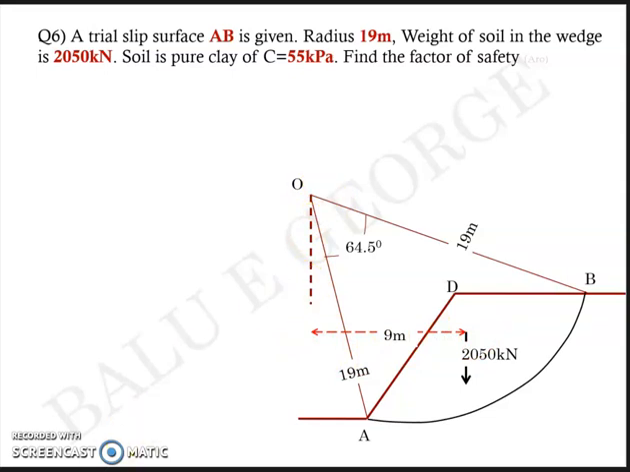Now, with the given geometry, you can find the length of the arc AB. Radius R is given, theta subtended by the arc is given, so based on which you can get R theta into pi by 180. Now pi by 180 is added to convert that into a radian format. So 19 is a radius, 64.5 is a degree angle converted to radians by a factor of pi by 180. So length of the arc AB turns out to be around 21.39 meters.